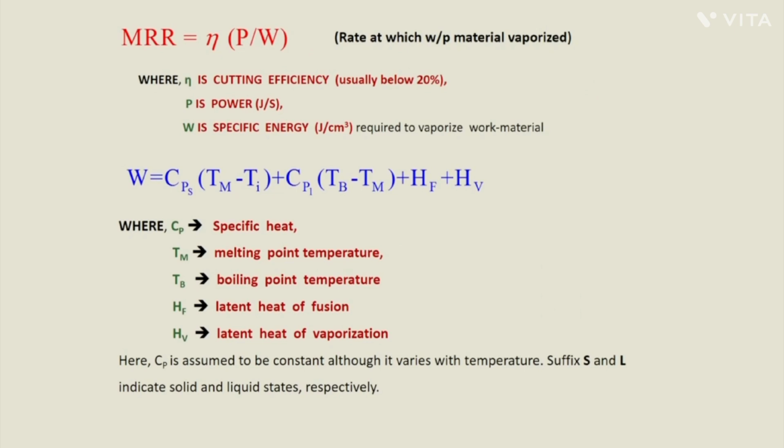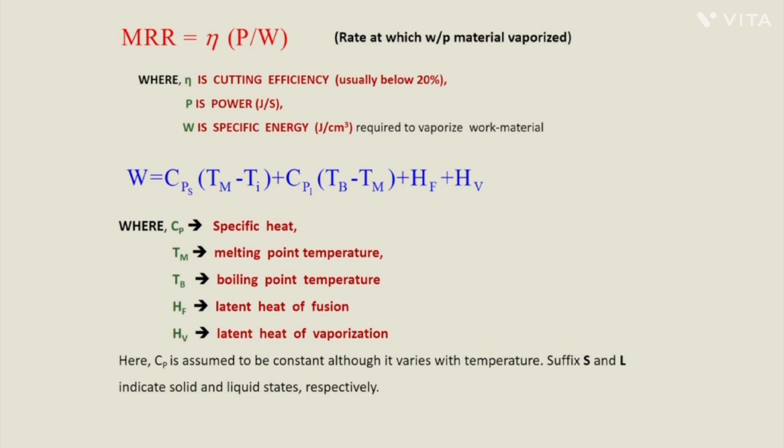Now this material removal rate is calculated as eta P by W. So material removal rate in the electron beam machining process is calculated from eta P by W, where material removal rate is the rate at which workpiece material is vaporized. Eta is the cutting efficiency, around 20% or less than 20% in the electron beam machining process. P is the power in joule per second and W is the specific energy, joule per centimeter cube, required to vaporize the workpiece material.